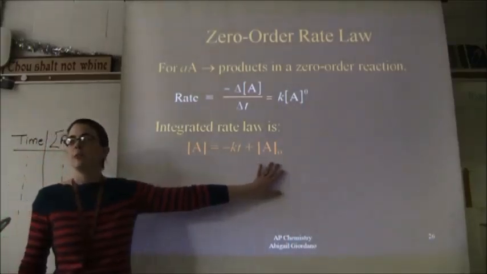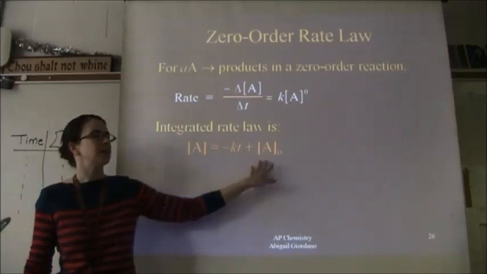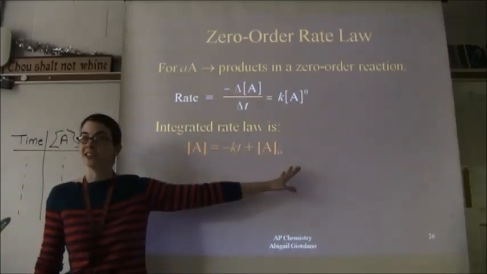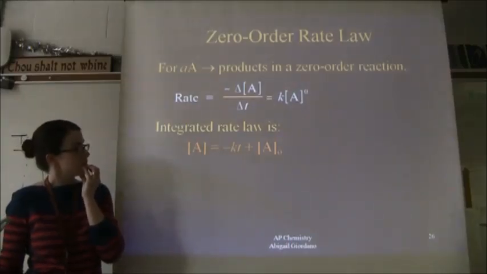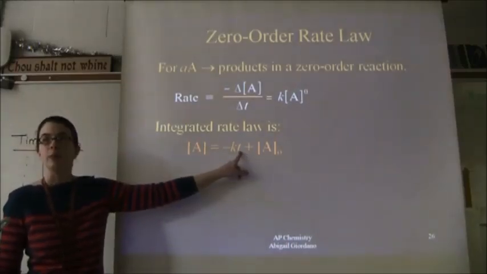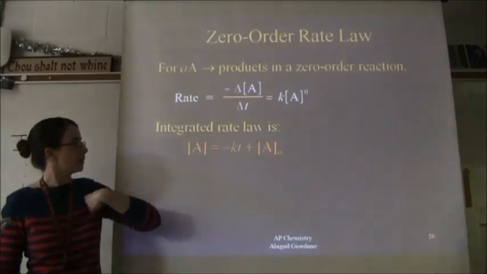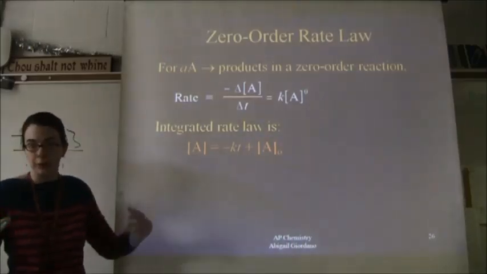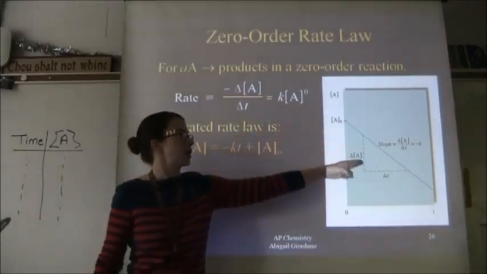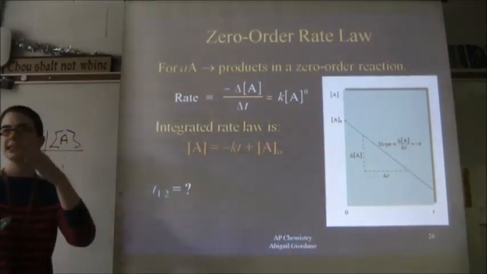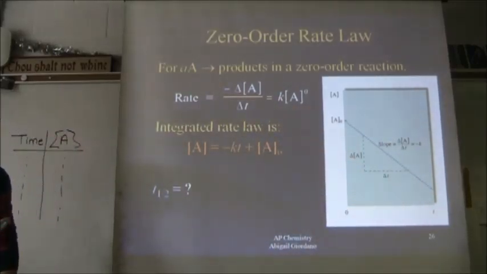Now you guys tell me, looking at it like this, if I wanted to graph to see if something is zero order, what would be on my x-axis? Time. What would be on the y-axis? Just plain old molarity. Okay? And if it came out to be a straight line, then you would say, yes, my data is zero order.